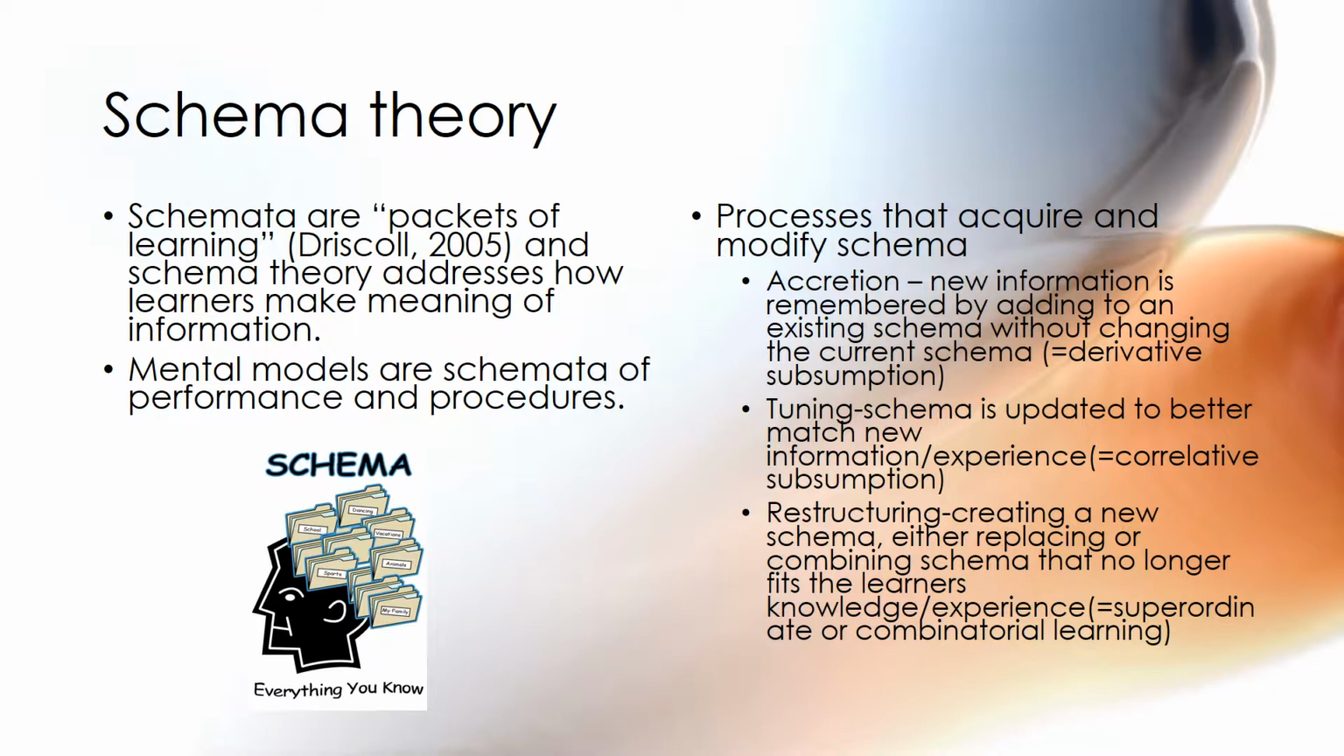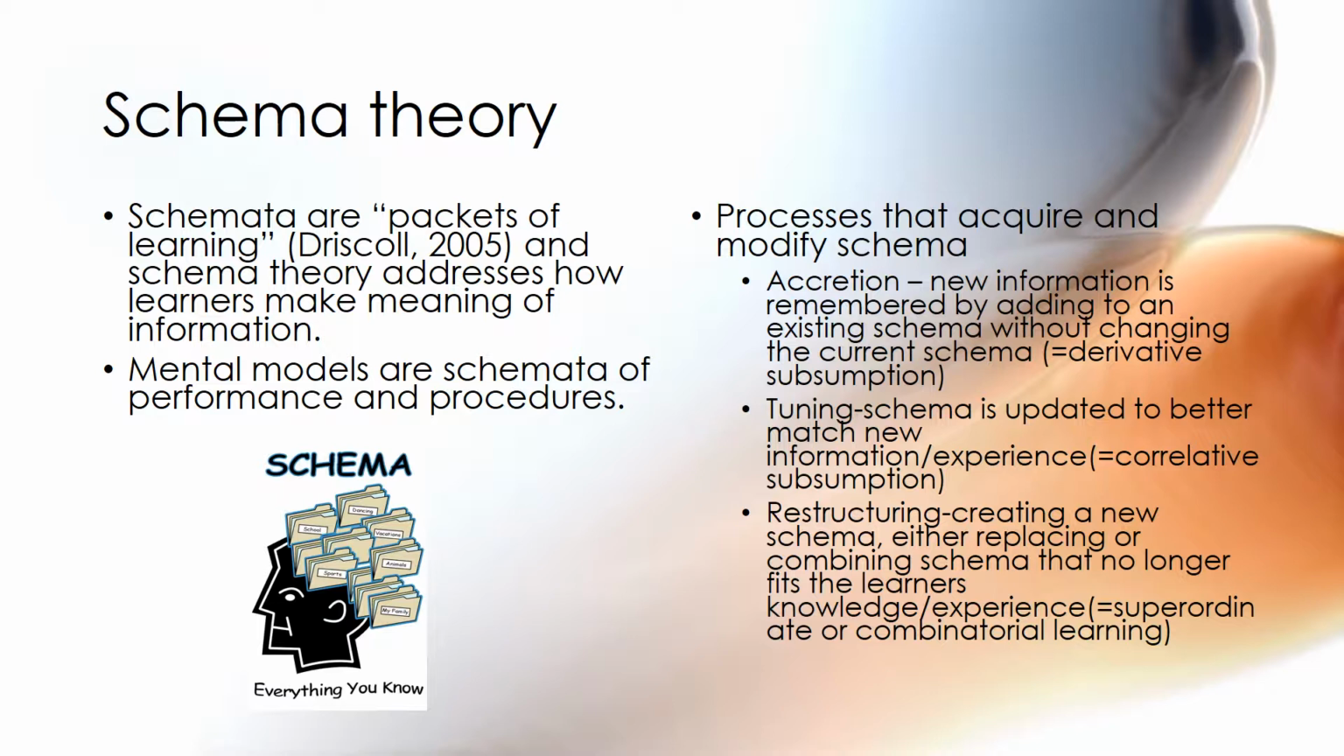Schema theory begins with schema that are basically packets of knowledge, according to Driscoll. And schema theory is how learners use those packets to construct meaning and create learning. Mental models are schemata that guide performance and procedures, as well as problem solving. Procedures for schema acquisition and modification include accretion, tuning, and restructuring.